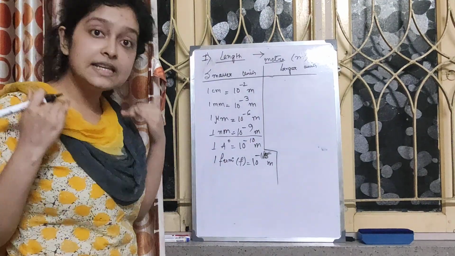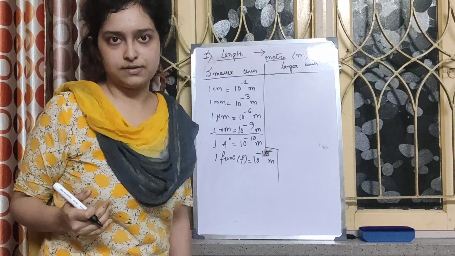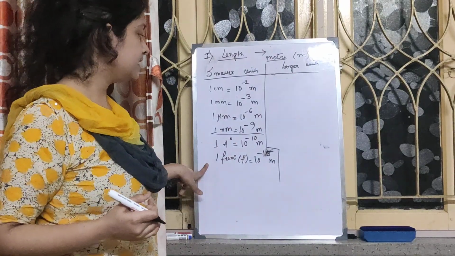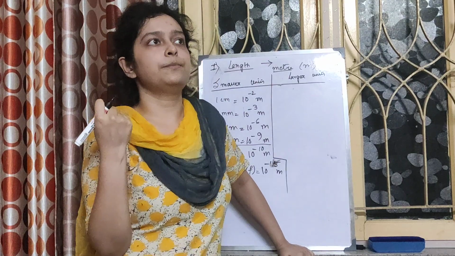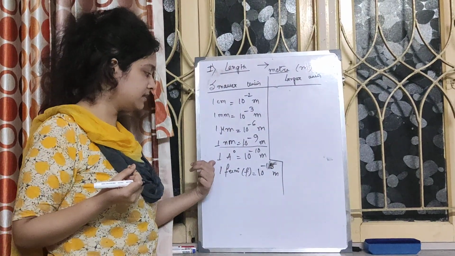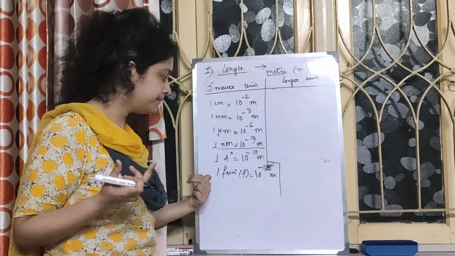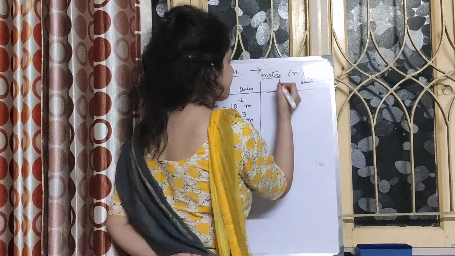That is why we need smaller units as well as larger units also. These are used basically for measuring, say, interatomic distances, or for example wavelengths also. You will be coming across these units very often now. Okay. Now let's come to the larger units.